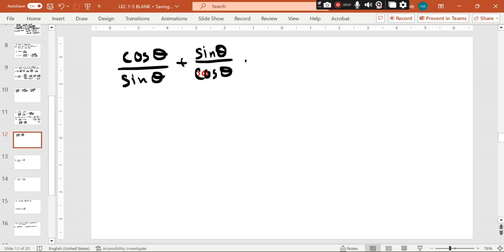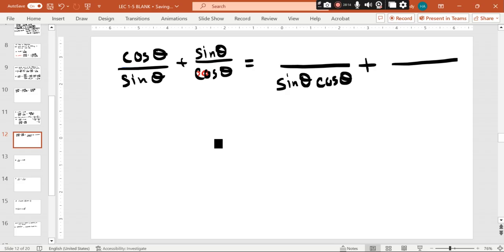Okay, so here it is. We need to get common denominators. What is the common denominator between these two fractions? Well, looking at my denominators, I see a sine theta and I see a cosine theta. Those two are going to be my common denominator. So sine theta, cosine theta, it doesn't matter what order you go in. Okay, so let's see what happens here.